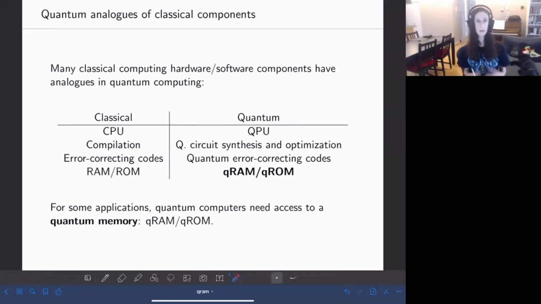So as quantum computers get more and more developed, of course, you can see there are a lot of parallels with classical computing paradigms. We have quantum circuit synthesis and optimization, like the analog of a compiler. We have quantum error correcting codes and classical error correcting codes. So it stands to reason that classical computers need RAM. They also need something called ROM, which is read-only memory. So quantum computers are also going to need a qRAM and a qROM for certain applications.